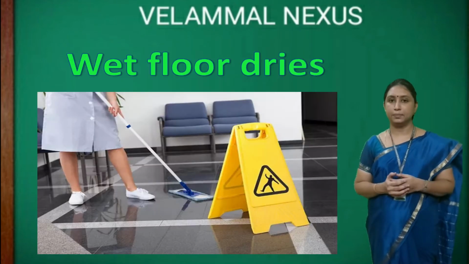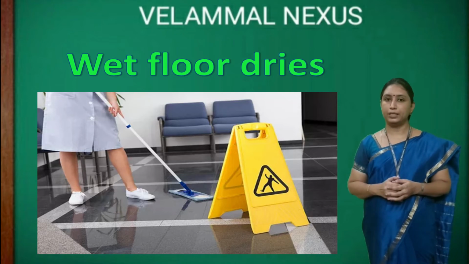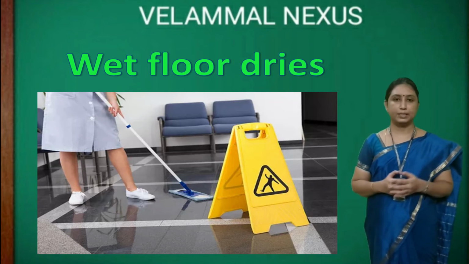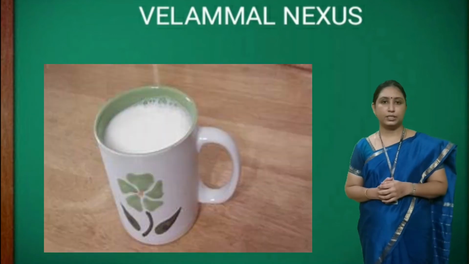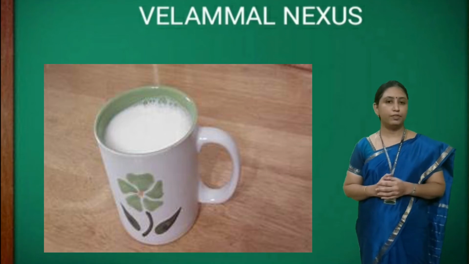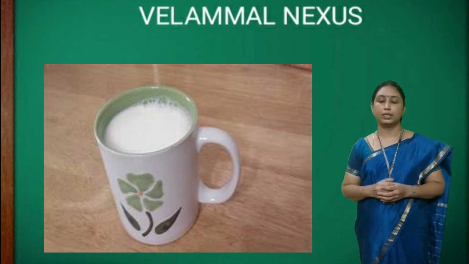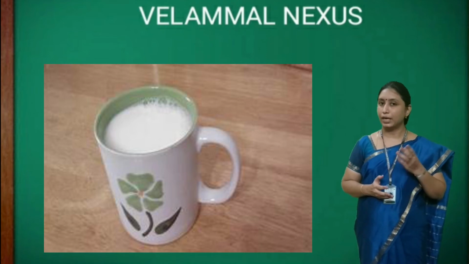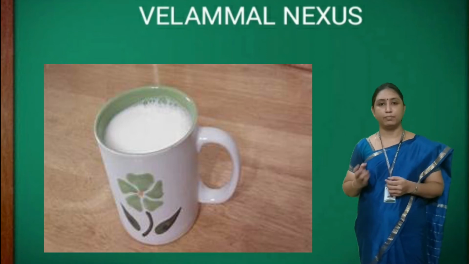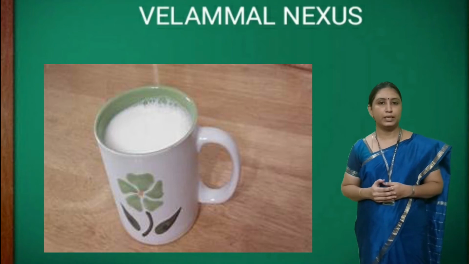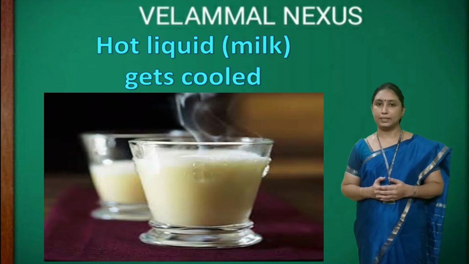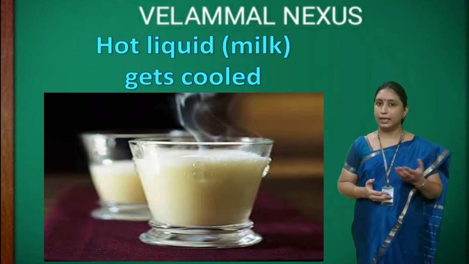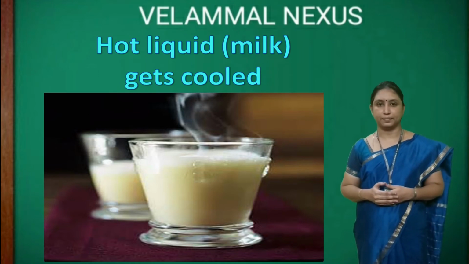Wet floor dries up because the water is evaporated due to heat, which makes the floor completely dry. Now children, when your mom tells you to drink warm milk, what will you say? Ma, it's very hot. Let me drink after a few minutes. Have you thought how a hot cup of milk gets cool after a few minutes? It's also because of evaporation. Heat loss happens as the water evaporates from warm milk and it gets cooled down after some time.